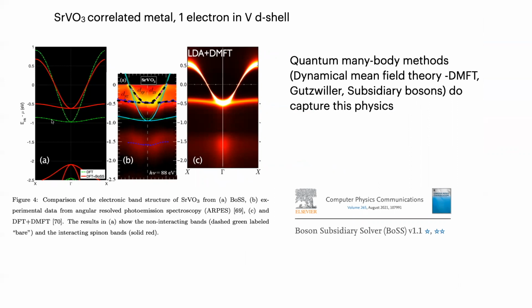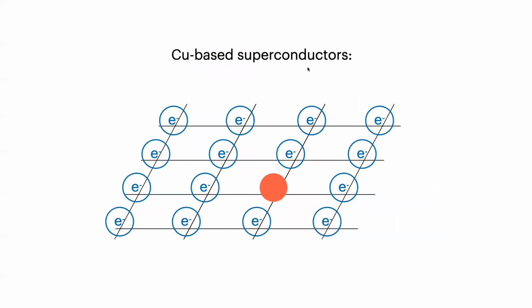And we also have some comparisons there, between our subsidiary bosons and DFT experiment and dynamical mean field theory here, which is the most accurate of the methods available. Okay, so again, we can think about these different models. So for example, copper-based superconductors, you can think of the model describing them as these 2D planes of material that have one electron per orbital per site, and most often they are doped, either electron or hole doped.